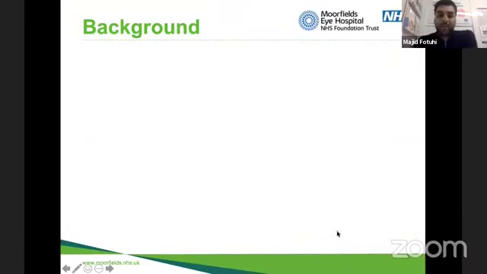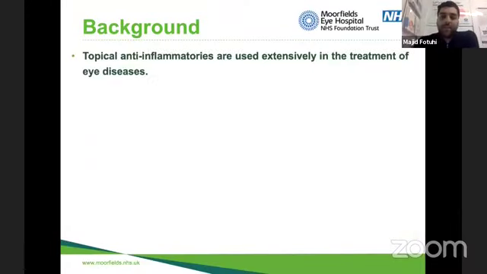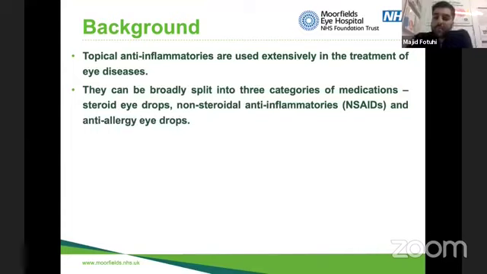So to start with a bit of background information, anti-inflammatories are used extensively in the treatment of ocular diseases. They can be broadly split into three different categories, which includes ocular steroid eye drops, non-steroidal anti-inflammatories, also known as NSAIDs, and anti-allergy eye drops, which I will touch upon today as well.